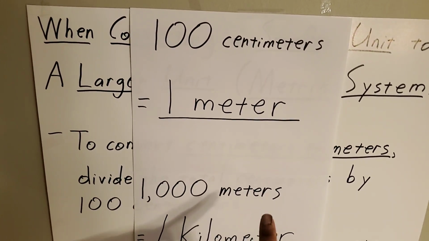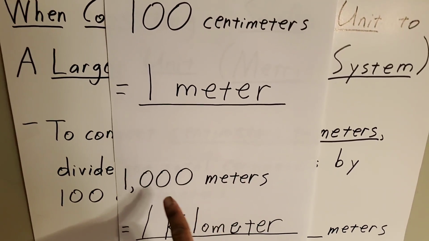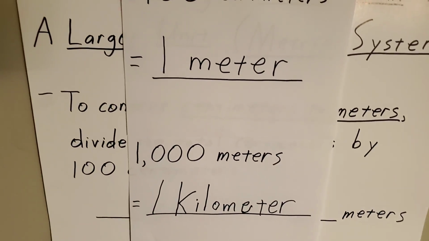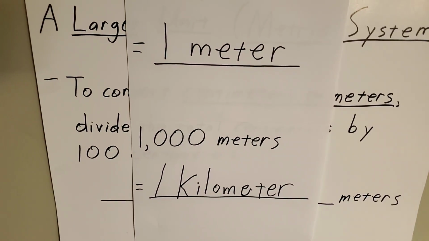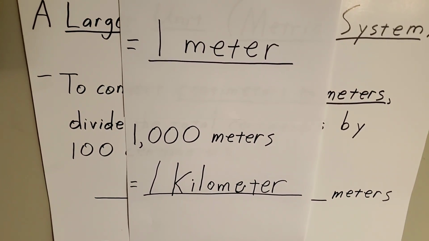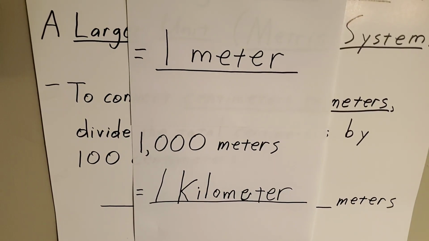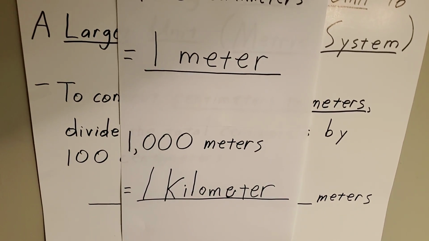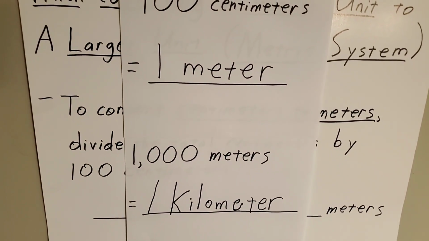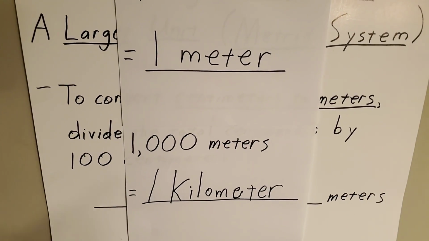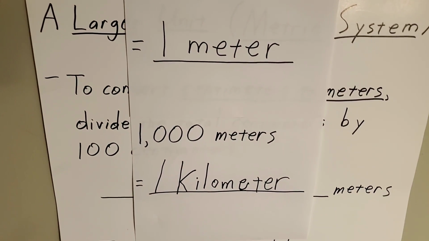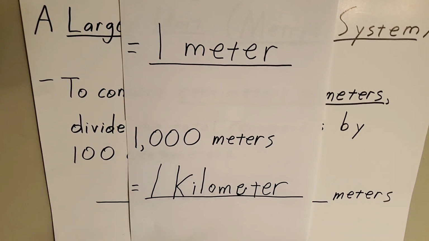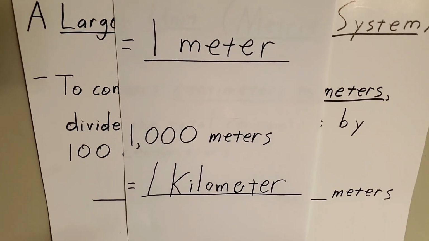But if you take 1,000 of these meters and put them together, that makes 1 whole kilometer. Now, if you want an idea what a kilometer is, think about if you're back at Avalon and you were to walk from Avalon Elementary all the way over to where Ebenezer AME Church is, that's about the distance of a kilometer. So if you want to get an idea of how long 1 kilometer is, that's how long a kilometer is.